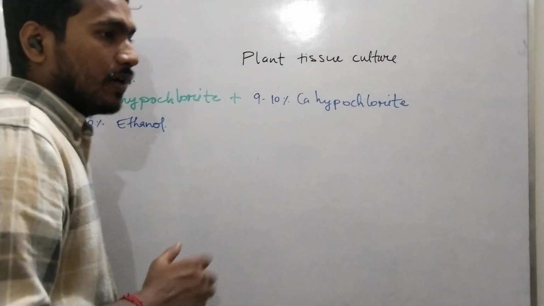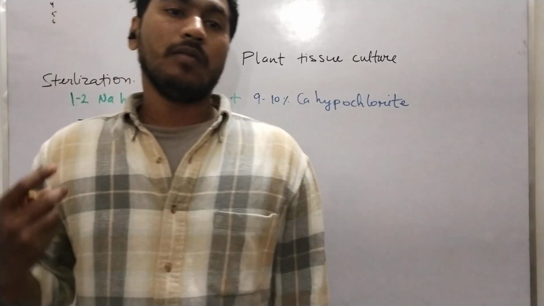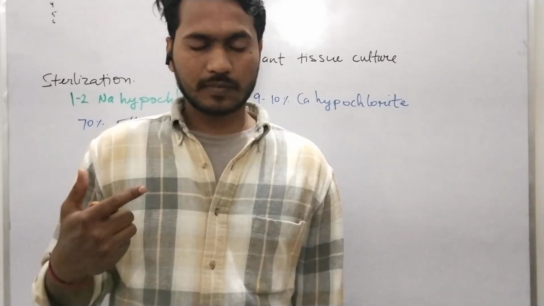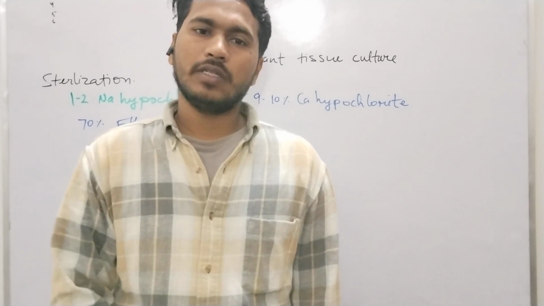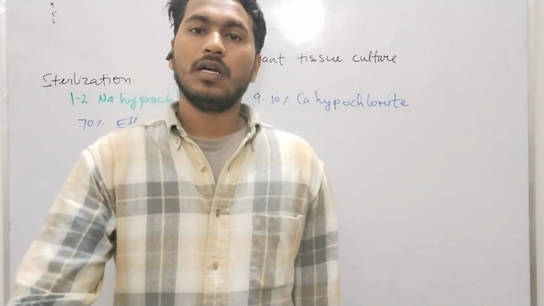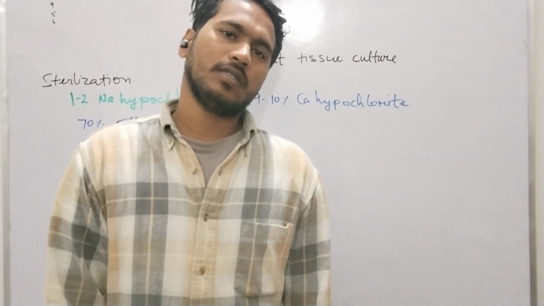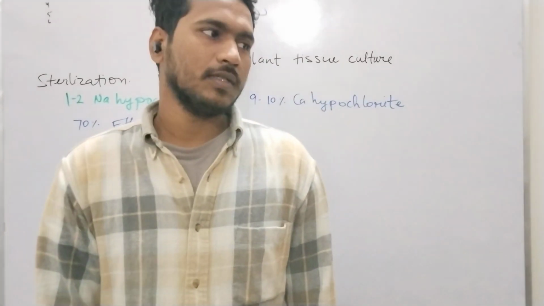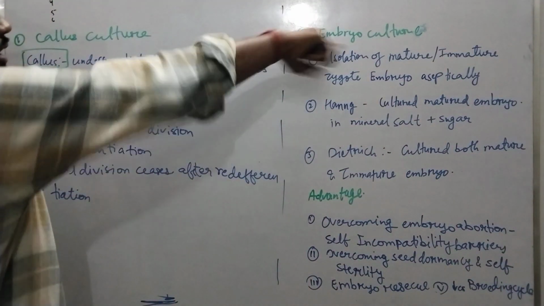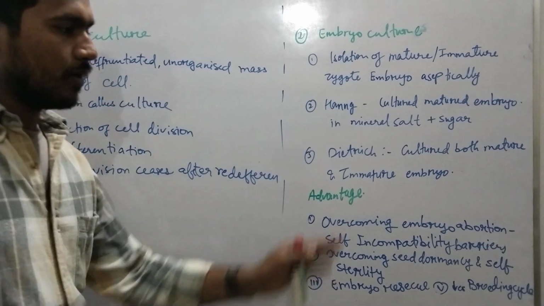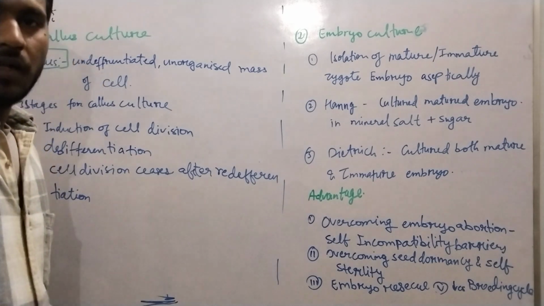Now there are different types of tissue cultures: callus culture, cell suspension culture, embryogenesis, then ovule culture, somatic cultures. So there are different types of cultures. We will see the callus culture. We are continuing with the callus culture and the embryo culture. In this video, we will end with these two culture types. In next videos, we will continue with the remaining cultures.